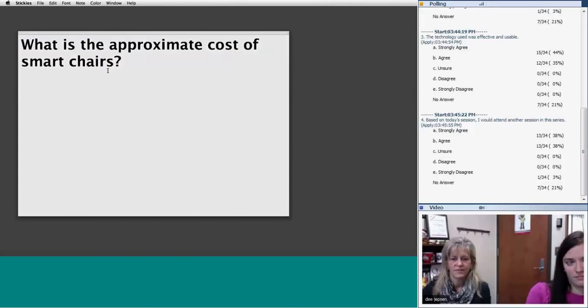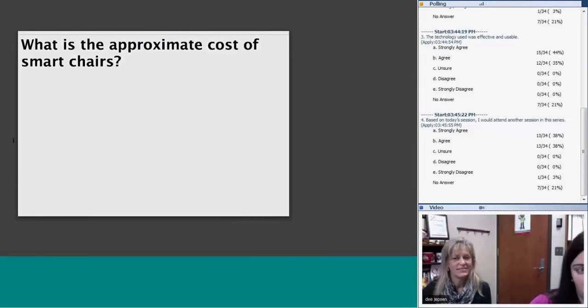The next question is, what is the approximate cost of smart chairs? They're typically, at this point, since they're still in the testing phases, and they're not something that would be covered by insurance or anything, since it's such a specialty chair, anywhere from, I think the cheapest one I saw was around $75,000, and then well over $100,000.